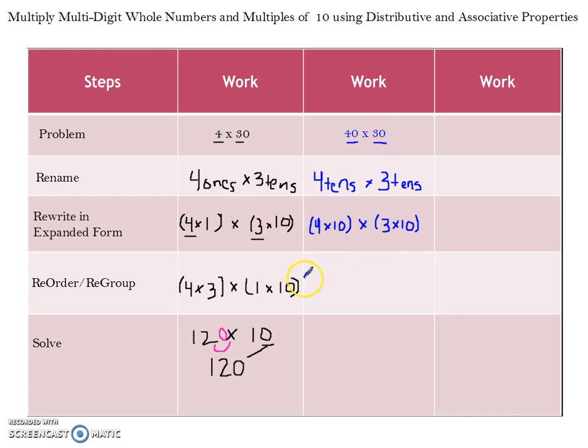Next, I want to reorder or regroup them. I'm going to start with my parentheses, so I make sure that I have everything. I'm going to pull out my whole numbers, 4 and 3, and put those in my first parenthesis. Then I'm going to pull out my multiples of 10, which is 10 times 10.